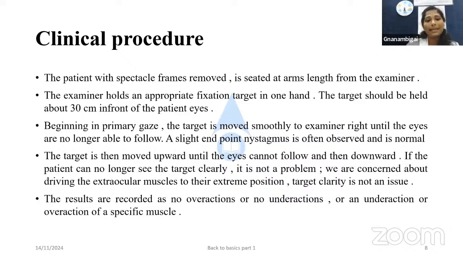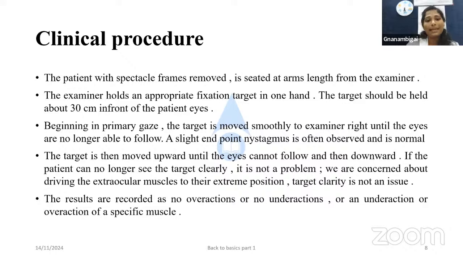The target is moved upward until the eyes can't follow, and then downward. If the patient can no longer see the target clearly, it is not a problem. We are concerned about driving the extraocular muscles to the extreme position. The target clarity is not an issue. So the result is recorded as no overaction or underaction.